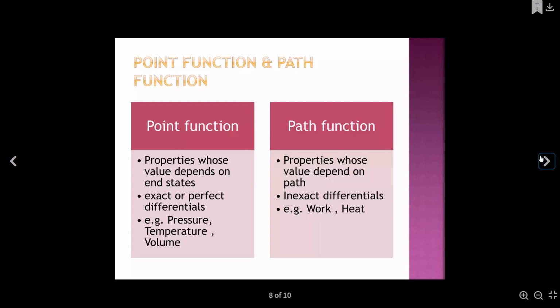So these are the path and point functions. The point functions depend on the end state, while the path function depends on the different states, not just the end. Let's say we have points A, B, C, and D. The path function is a property that can depend on state A, state B, state C, state D. While for the point function, if A converts to produce B, B produces C, and C produces D, the point function will only depend on the end product, which is D. It doesn't concern itself with B, C, and what is happening there.